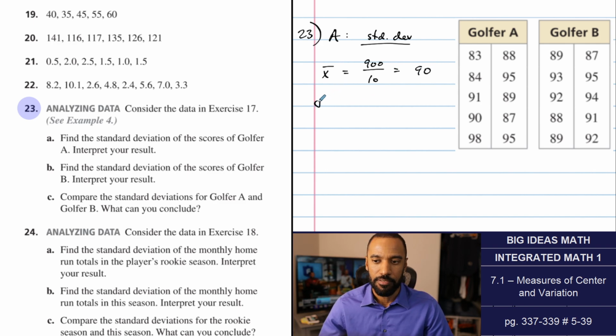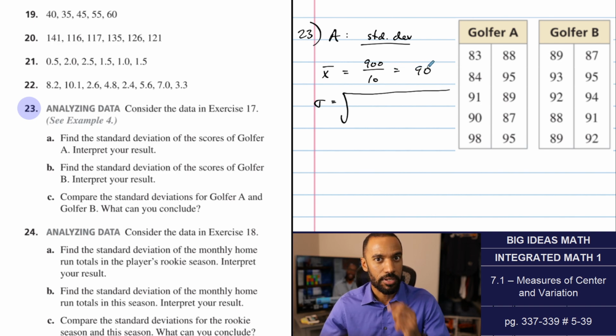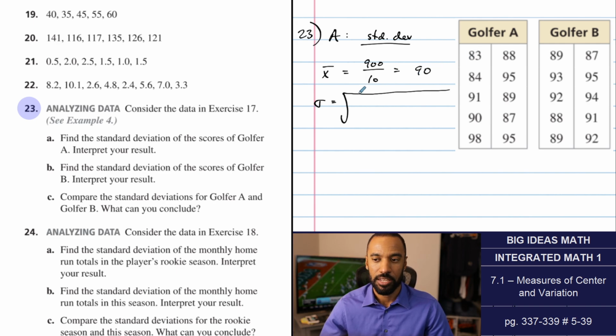Now, for their standard deviation, I am going to do this a little bit quicker as a whole. We are adding the sums of the squares of the differences, or the residuals, the differences of their score with the average. 83 minus 90 is negative 7. 7 squared is 49. 84 minus 90 is negative 6. Negative 6 squared is 36. So we're adding these up. 91 minus 90 squared is 1. 90 minus 90 squared is 0. I'm going to actually leave it out.